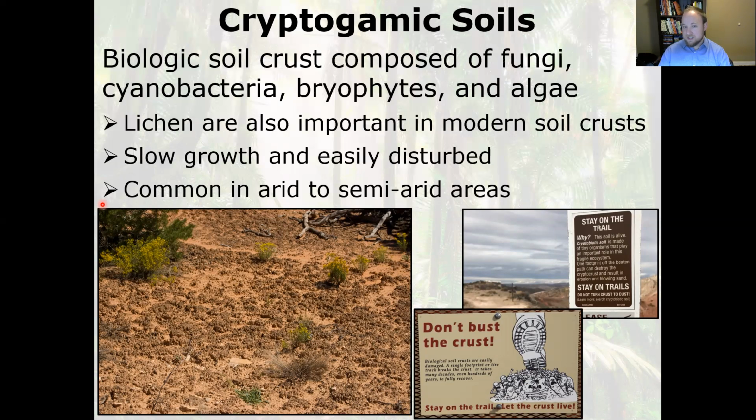And in modern crusts, it's lichen, but they don't emerge till later in the fossil record, if they really have a very limited fossil record. But these crusts are very fragile and very delicate, and they take a really long time to develop. And so out west, where these things are pretty common, you'll see a lot of these signs like stay on the trail, don't turn the crust to dust, don't bust the crust.